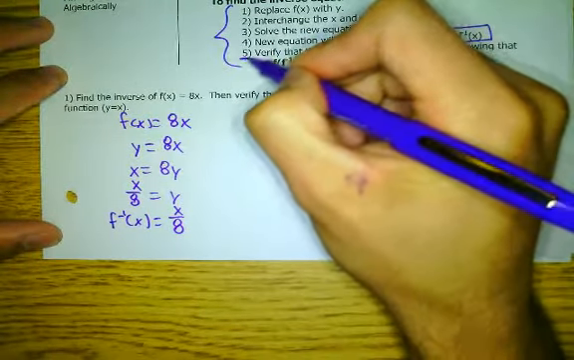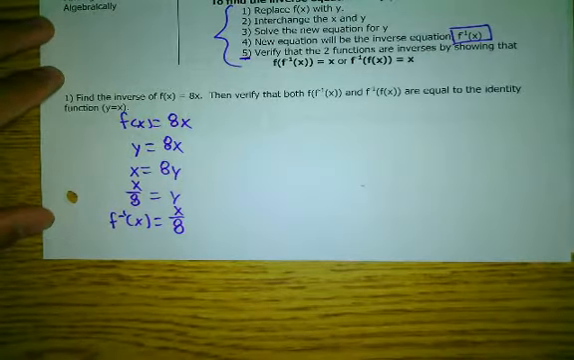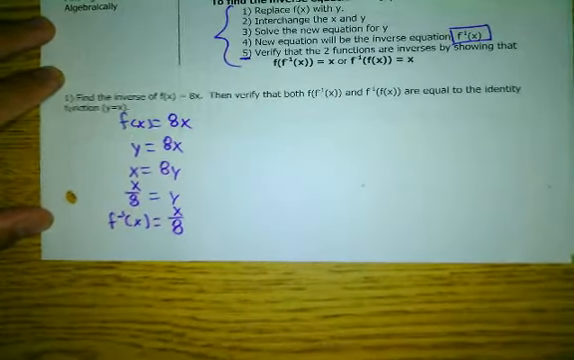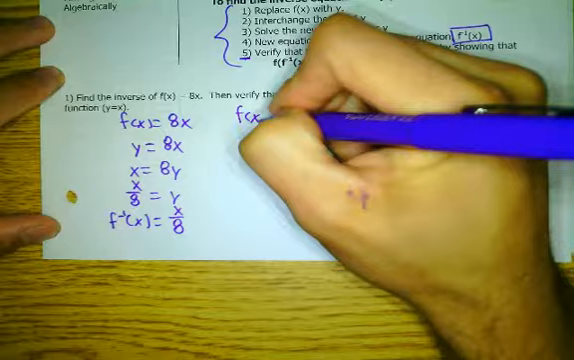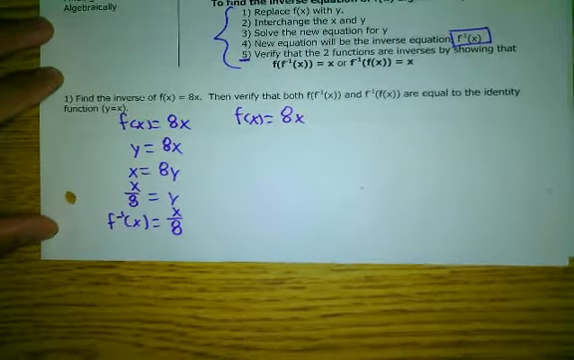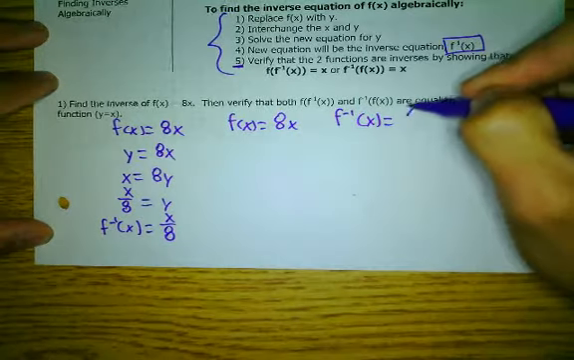Here's what we know so far. We know that f of x equals 8x, and we think, we don't know yet, that this is the inverse. Agreed? We need to make sure that in fact it is the inverse, and the way to do that is by doing step number 5. You're going to verify that the two functions are inverses of each other by showing this.